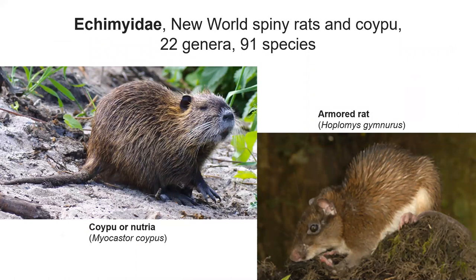On the left, we have the nutria or coypu, which is native to South America, but has been introduced to North America and is an invasive species across a lot of the country. There have been nutria in Montana, but they have not established a viable population. So we don't have to worry about it for now, but across a lot of the rest of the country, they are a problem.